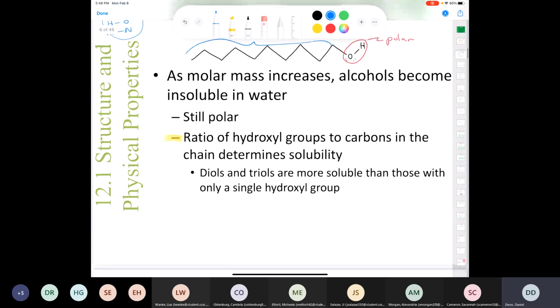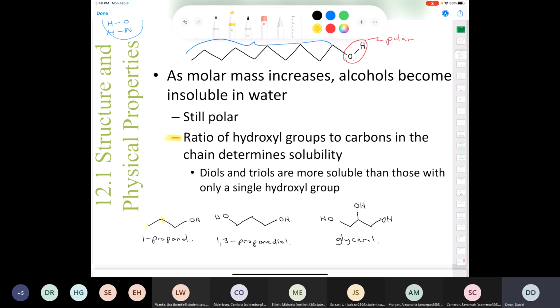Now it says here that diols and triols are more soluble than compounds that have only a single hydroxyl group. Let me explain what I mean. Let's say you have propane, and then you put a hydroxyl in it like that, that's called 1-propanol. And we're going to look at the nomenclature. If we put 2 hydroxyls on it like this, it would be called 1,3-propane diol. And if we put 3 hydroxyls on it, this would be called 1,2,3-propane triol, or it has a common name and you'll have to memorize it. It's glycerol.